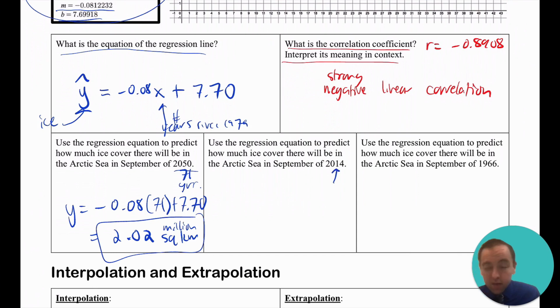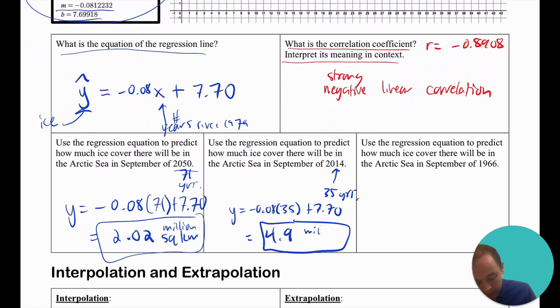In 2014, you just have to figure out the number of years since 1979. So since 1979, that'd be 21 plus 14, so that'd be 35 years since. So you just have to substitute a 35 in for the number of years since in that case. And that comes out to be about 4.9 million square kilometers of ice coverage there.